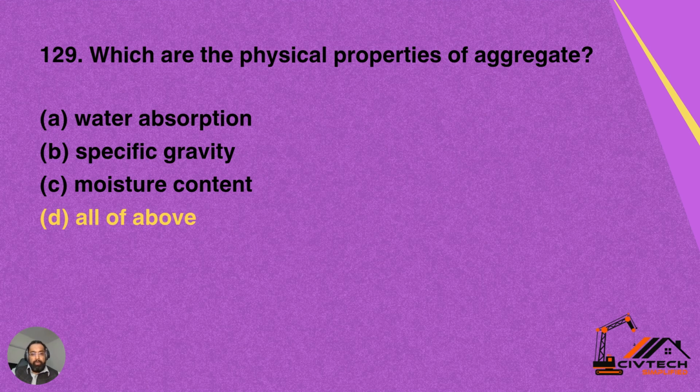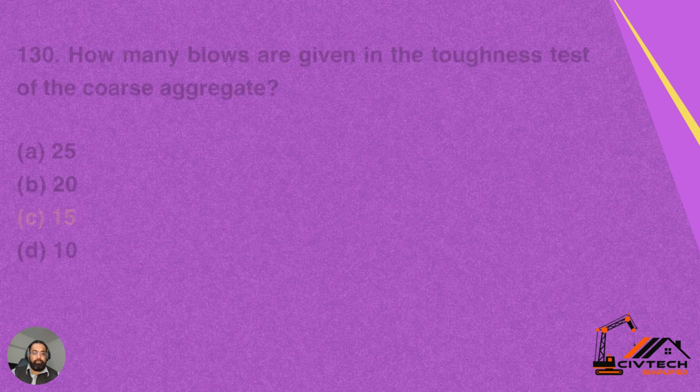129. Which are the physical properties of the aggregate? Option A is water absorption. Option B is specific gravity. Option C is moisture content. Option D is all of the above. So all these are the physical properties of the aggregate: water absorption, specific gravity, as well as moisture content. So option D, which is all of the above, is the correct answer for this question.